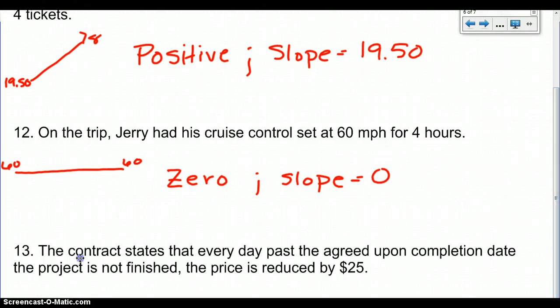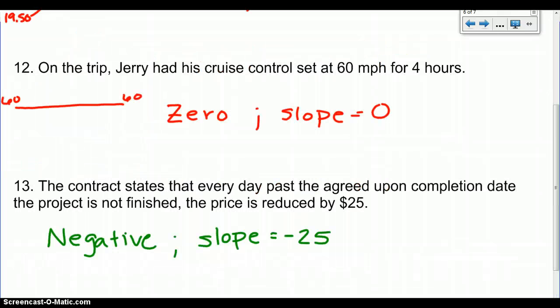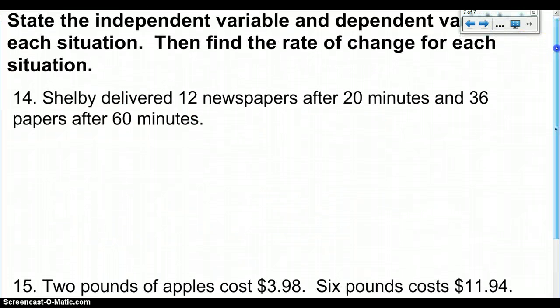I want you guys to do number 13 on your own, and then we will come back and make sure we have the same answer. Okay, you can see what I got as my answer. If you read it, it says the price is reduced, so that means it's going down, so we know we have a negative slope, and it's going to go down by $25 every time, so our slope has to be negative, so it's going to be a negative 25. Hopefully those ones came easy to you guys. We're going to do the last couple right now.